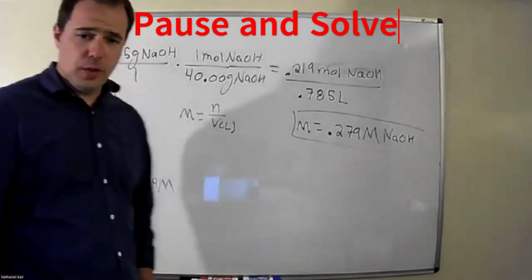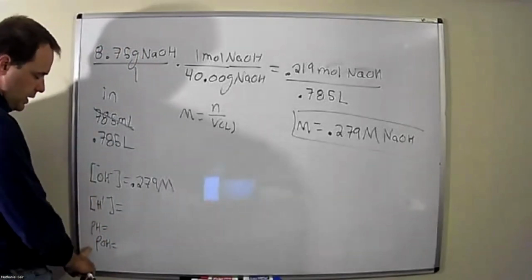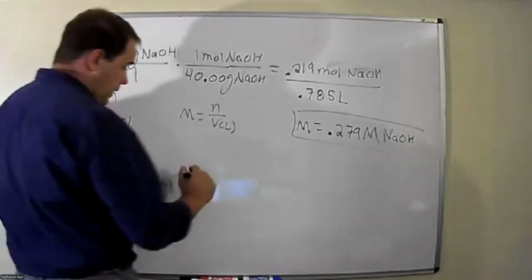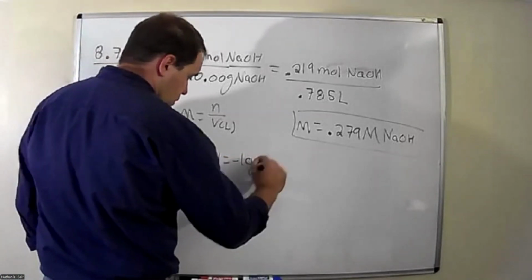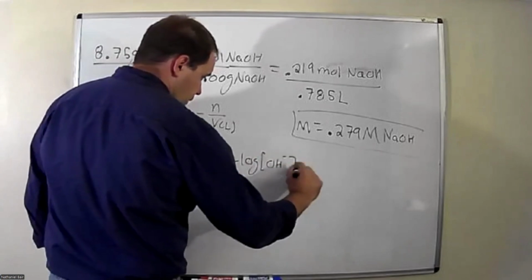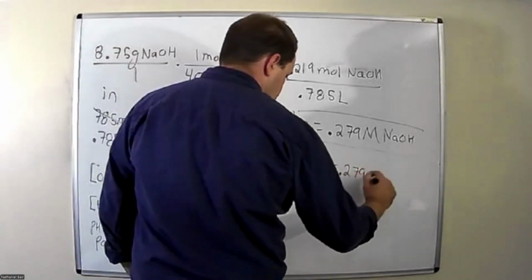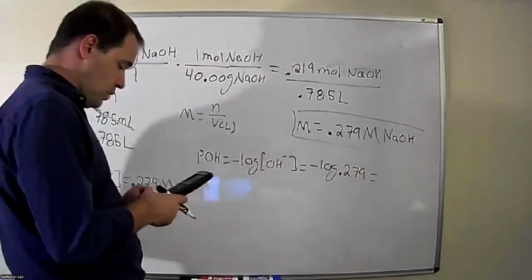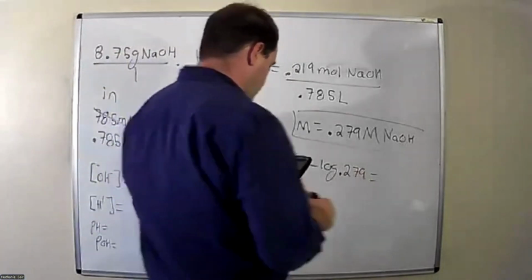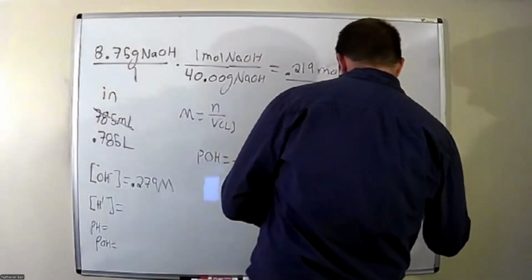Some options. I'm going to show you how I would do it. First thing I would do with the hydroxide ion concentration is I'd actually get a pOH. So pOH is the negative log of hydroxide. If we plug that in there, negative log of 0.279. We got 3 sig figs, so we're going 3 place values past that. That's going to be a pOH of 0.554.